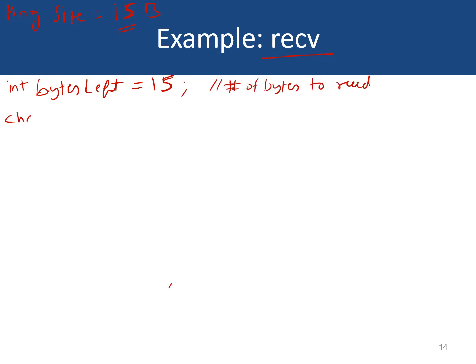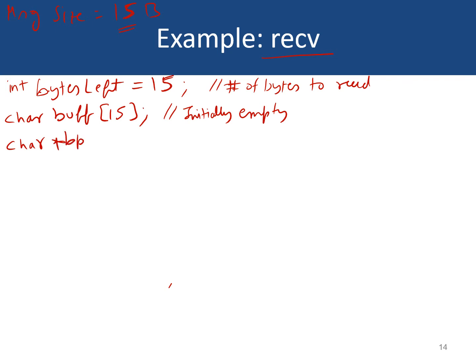Next, let us declare a character buffer, and this buffer should have enough space to receive all of the incoming bytes. So let's make it size 15. Initially, this character buffer would be empty. After this, we declare a character pointer, bp. Now this character pointer will always point to the next empty spot in the buffer, so the next spot where we can write an incoming byte. Initially, this character pointer will point to the beginning of the buffer.